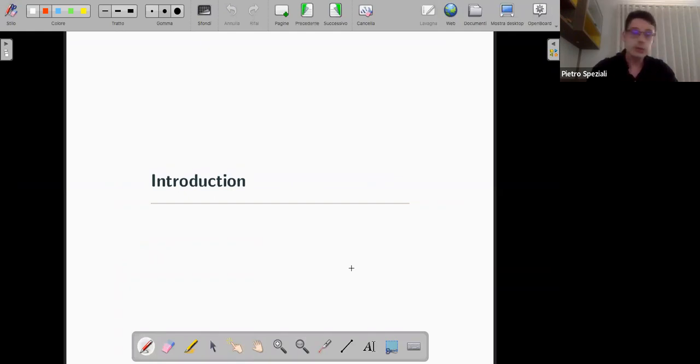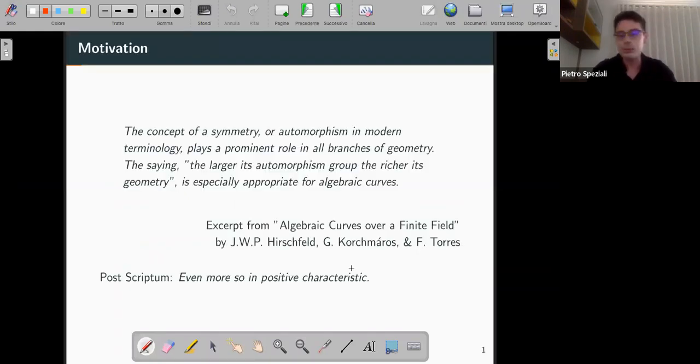A little bit of an introduction. Those who know me know that I like to start with some motivating quotes. This excerpt is taken from the book Algebraic Curves Over a Finite Field, which in our small world of curves over finite fields, or in positive characteristic, we nicknamed the Bible. The book was written by Professor Hirschfeld, Professor Gabor Korchmaros, my former PhD advisor, and Fernando Torres, our dearest friend, whose legacy I would like to take a moment to remember.